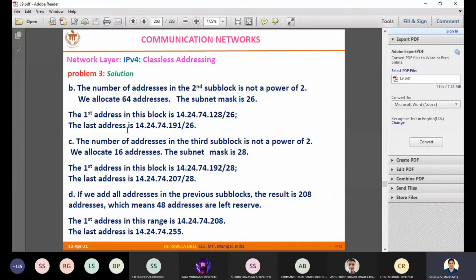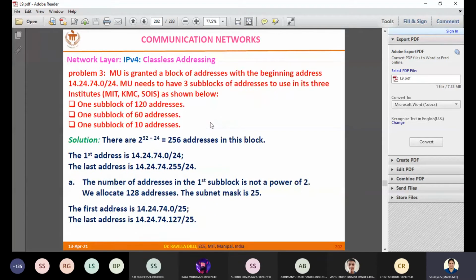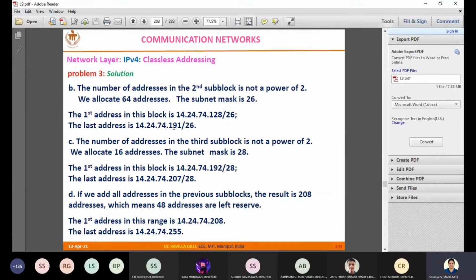Then what is the last address? You are allocating 64 addresses, isn't it? So the last address will be 191. Similarly, the third sub-block. Third sub-block, you are asked to allocate 10 addresses. Since we cannot allocate 10 addresses, we are going to make it as 16, and therefore the subnet mask will be 28.